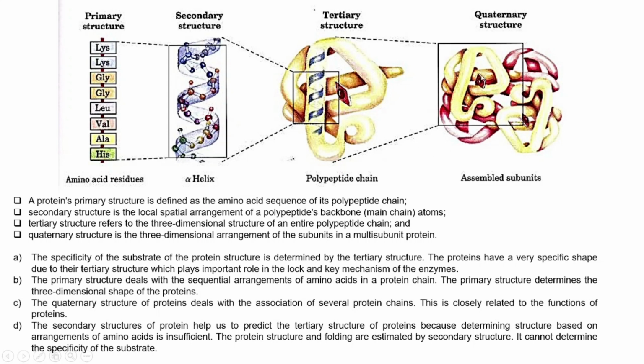When different subunits come together and a protein is formed, that's the quaternary structure. So quaternary structure is the 3-dimensional arrangement of the subunits in a multi-subunit protein. There are some proteins which are single subunit, and there are proteins which are multiple subunits.